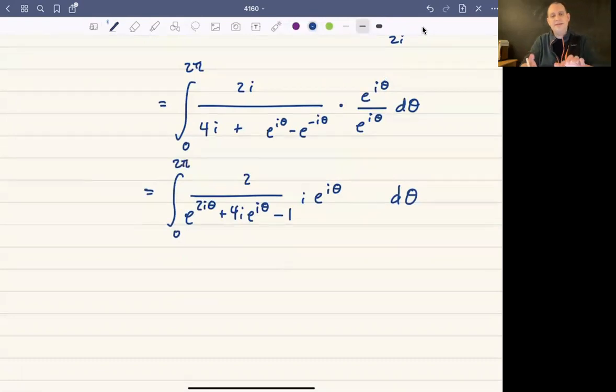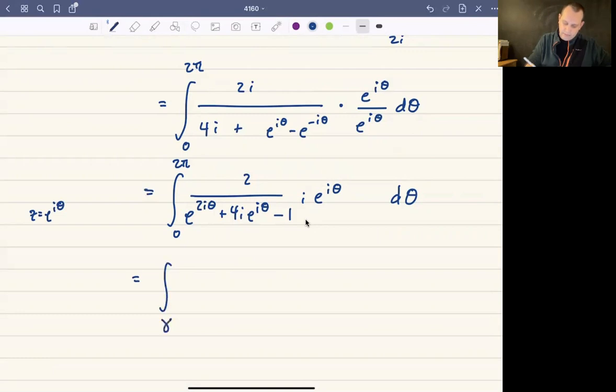Now what I'm going to do is deconvert this from an integral like this into a complex integral, so into a non-parameterized integral. So if you let z be e to the I theta, then this would be the integral, let's see, we're going to integrate over gamma. We're going to have a 2 up top.